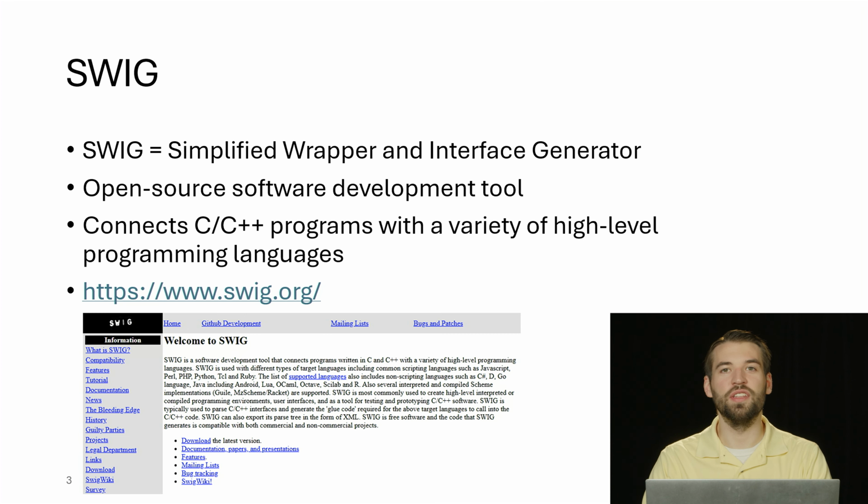In OpenRoad, this interface is done through SWIG. SWIG stands for Simplified Wrapper and Interface Generator, and it's an open source software development tool. SWIG automates the process of connecting C and C++ programs to a variety of high-level programming languages. You can find out more about the background of SWIG and its features by visiting the website.